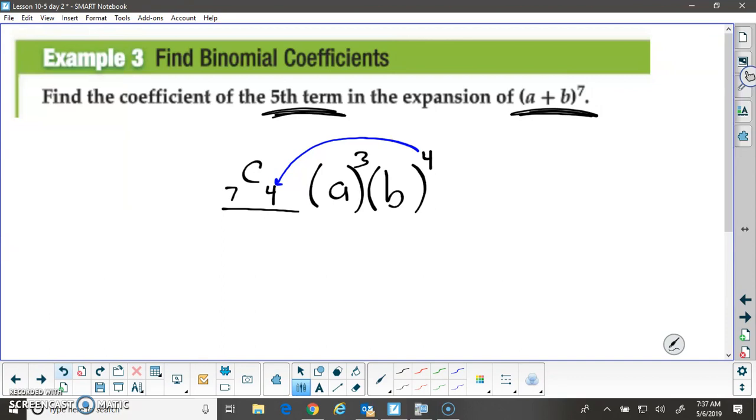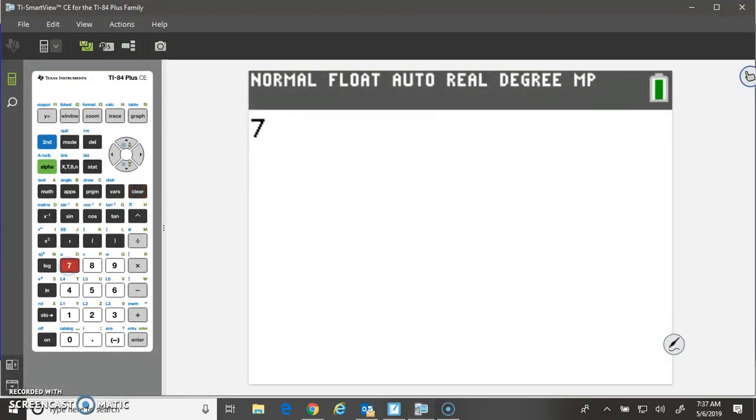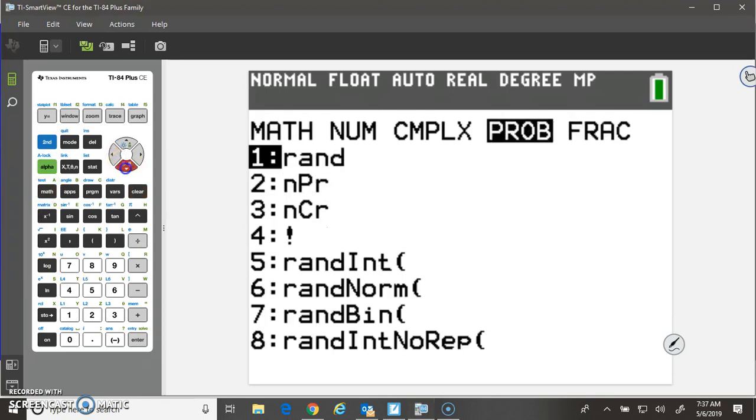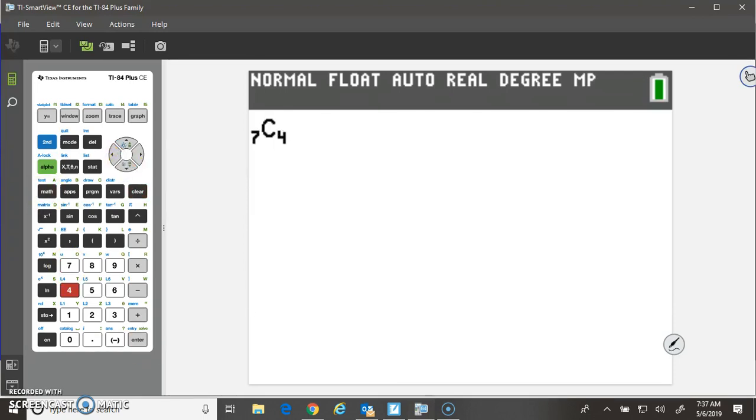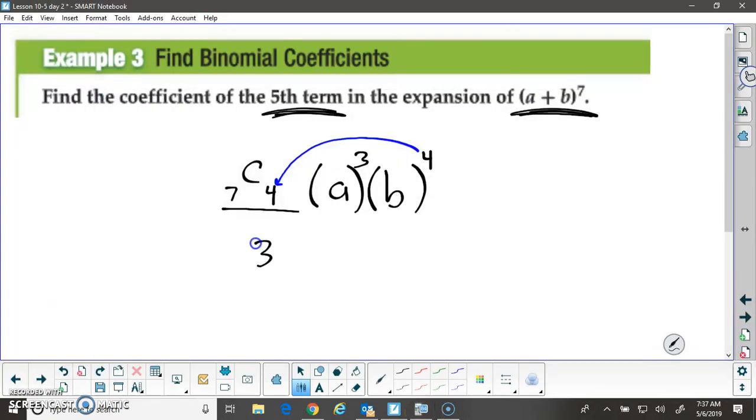And so now we go to the calculator and we do a 7 NCR 4. That gives us the coefficient, which is 35. And then we'll have an a to the third, b to the fourth behind it. That would represent the fifth term.